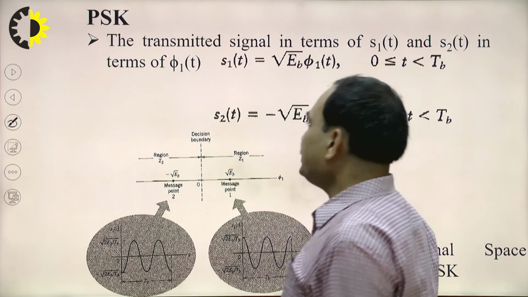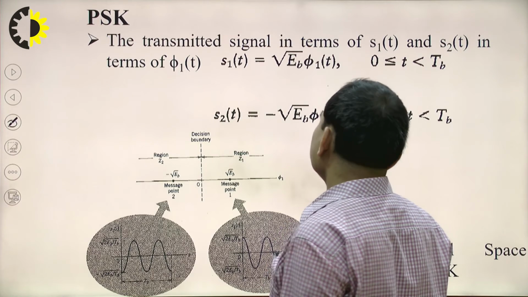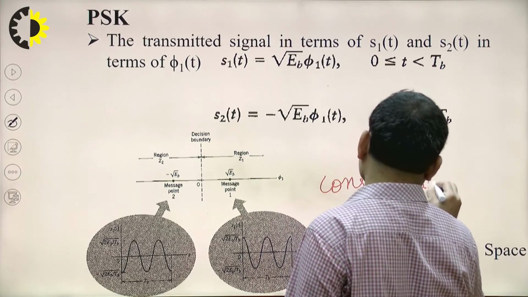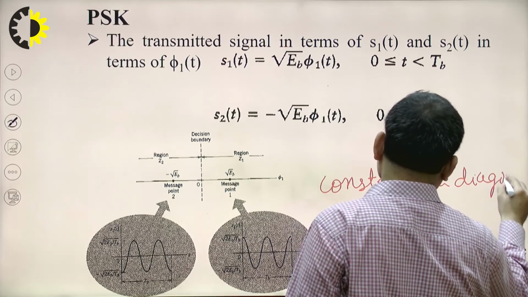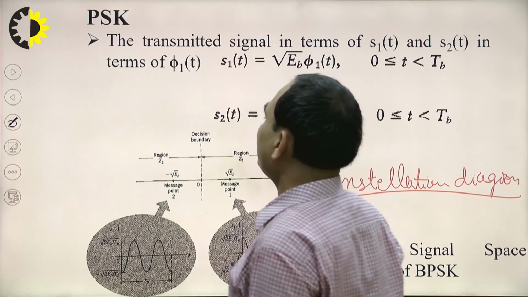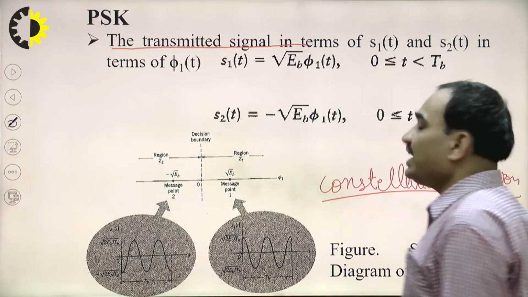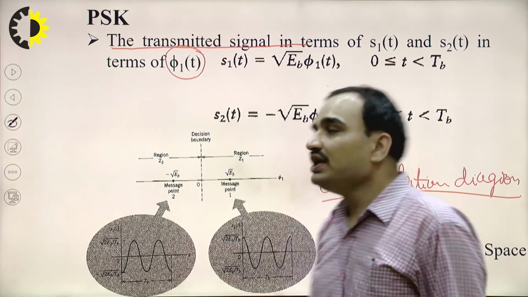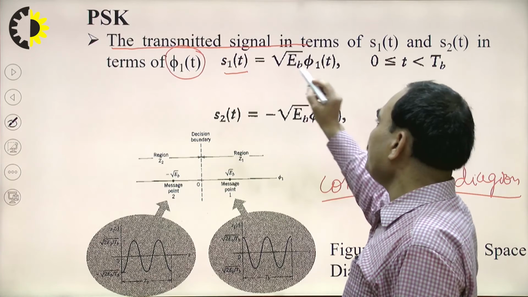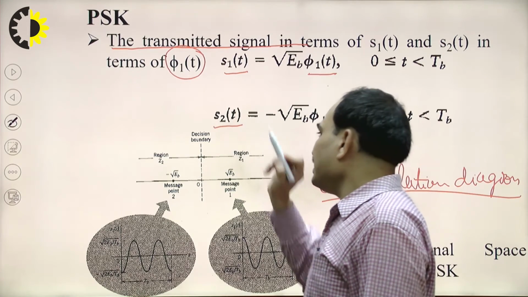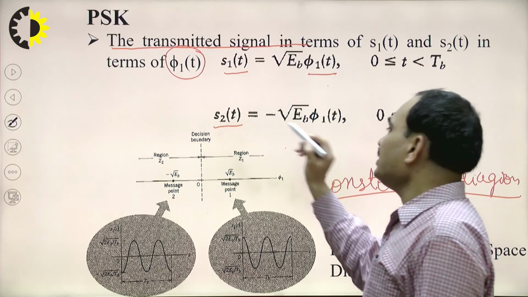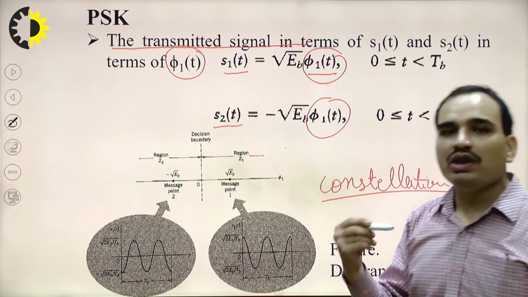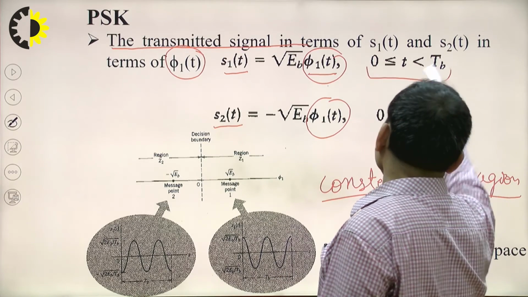So finally we can represent our BPSK signal in the signal space diagram, or we can call it a constellation diagram. The transmitted signals s1(t) and s2(t) in terms of the basis function phi 1(t) are given by: s1(t) equals the square root of Eb times phi 1(t), and the second signal s2(t) equals minus the square root of Eb times phi 1(t). So both are represented using the same orthonormal basis function for the entire bit duration, from 0 to Tb.